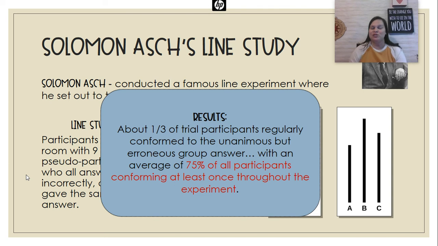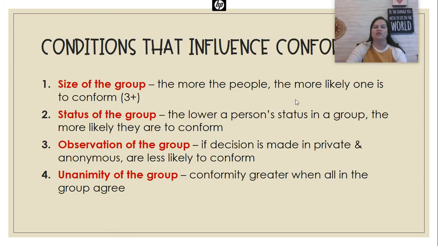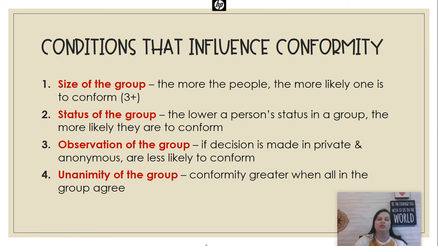So it was the wrong answer, but they conformed because they felt more comfortable to fit in with the group than to have the wrong answer and be sticking out from the group, or the right answer and stick out from the group. So, what are some things that influence our conformity?